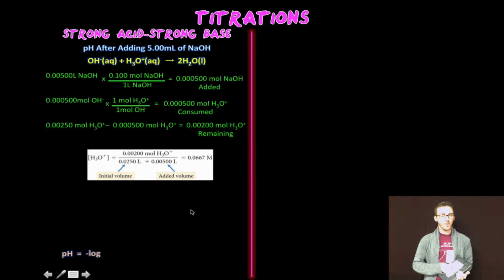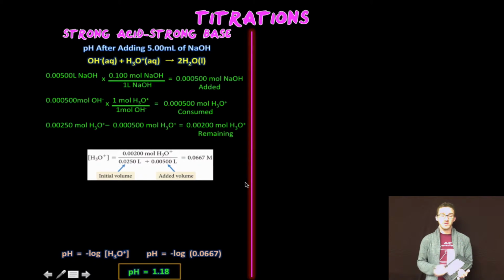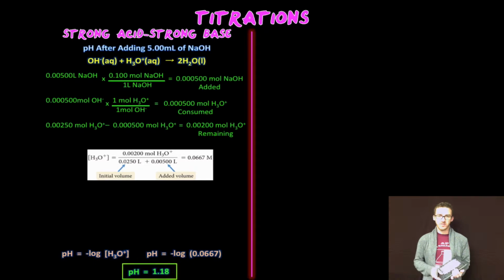Again, our formula for pH is the negative log of the hydronium ion concentration, and our new concentration of hydronium at this point is 0.0667. When we take the negative log of that value, our pH is going to end up 1.18. So we've become slightly more basic because we've added some sodium hydroxide, neutralized some of our hydronium ion, so there's less hydronium ion in solution.